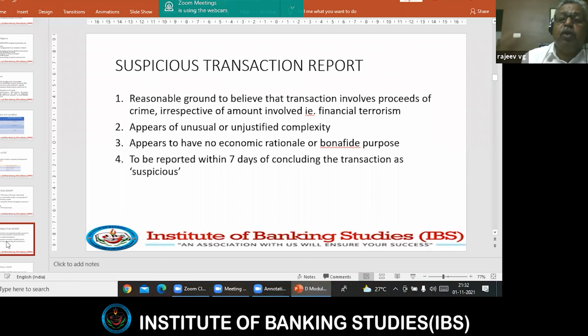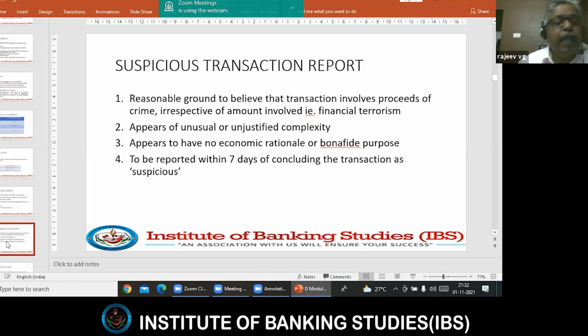And if you conclude that there is something doubtful in that, that it appears there is no economic rationale, and if you doubt the genuineness of the transaction, then it can be reported in a suspicious transaction report.